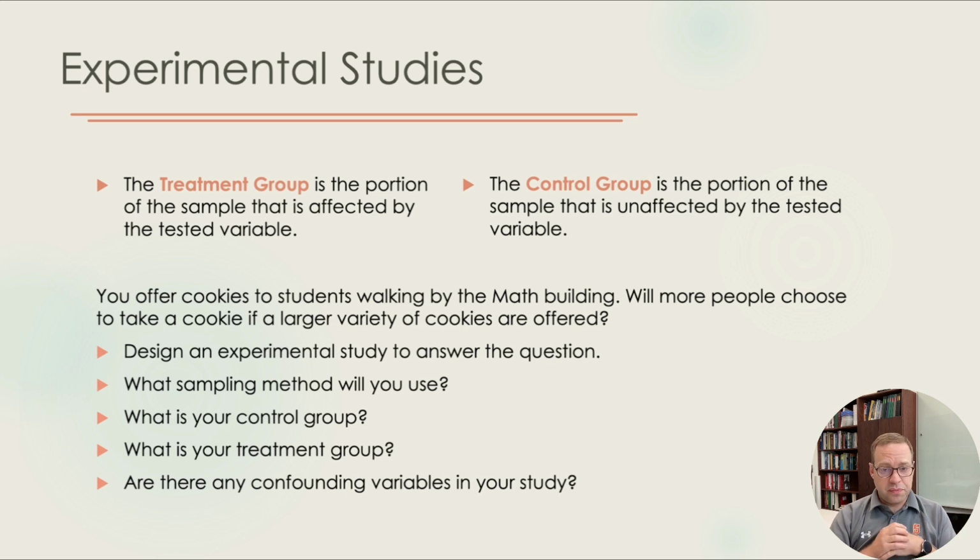So, for example, you could take a second and do this on your own. You're going to offer cookies to students walking by the math building. Question is, will more people choose to take a cookie if a larger variety of cookies are offered? So, what you can do to design a study for this is, first of all, what sampling method are you going to use? How are you going to test the variable? Who's going to be your control group? Who's going to be your treatment group? And then ask yourself also, are there any confounding variables in this study?